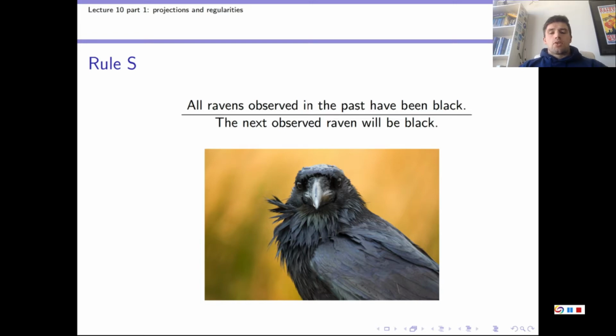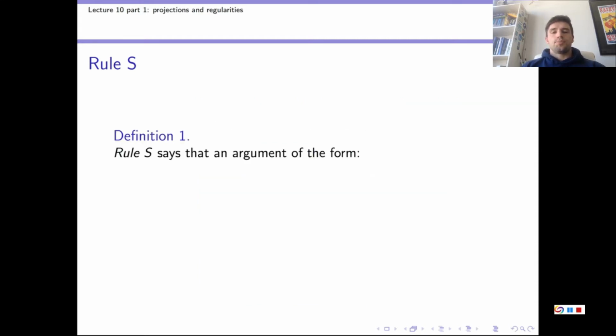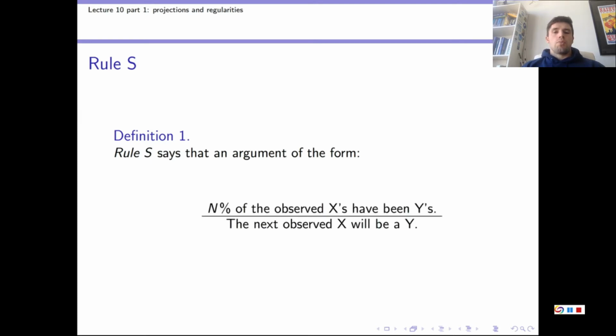So here's a crude suggestion we might make. Why don't we construct our scientific inductive logic by giving the following rule? This is Rule S, which says an argument of the form n% of the observed x's have been y's, therefore the next observed x will be a y. And the suggestion is that this gets assigned an inductive probability of n over 100.